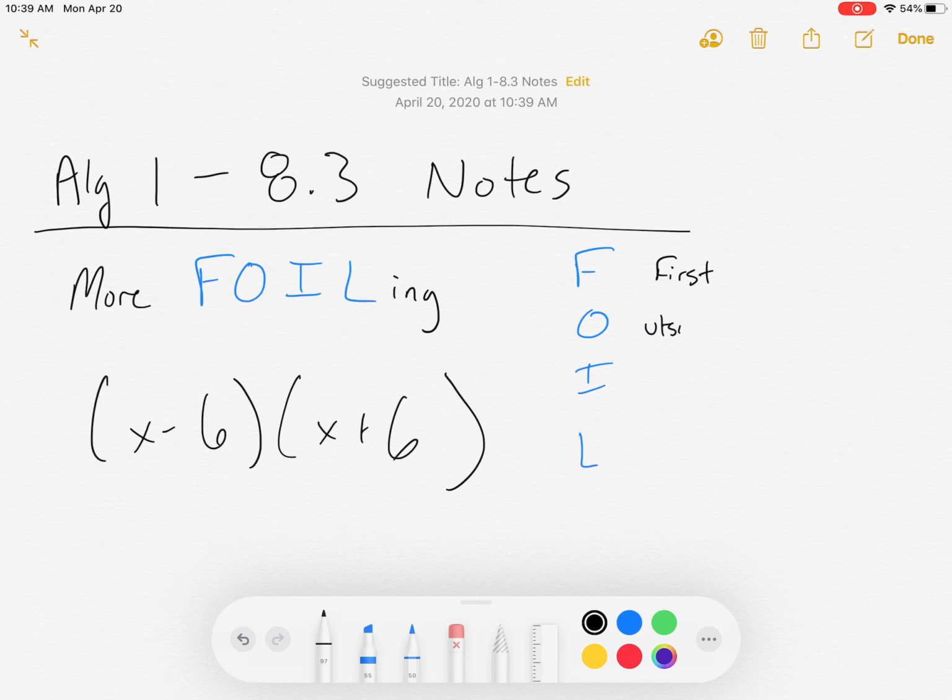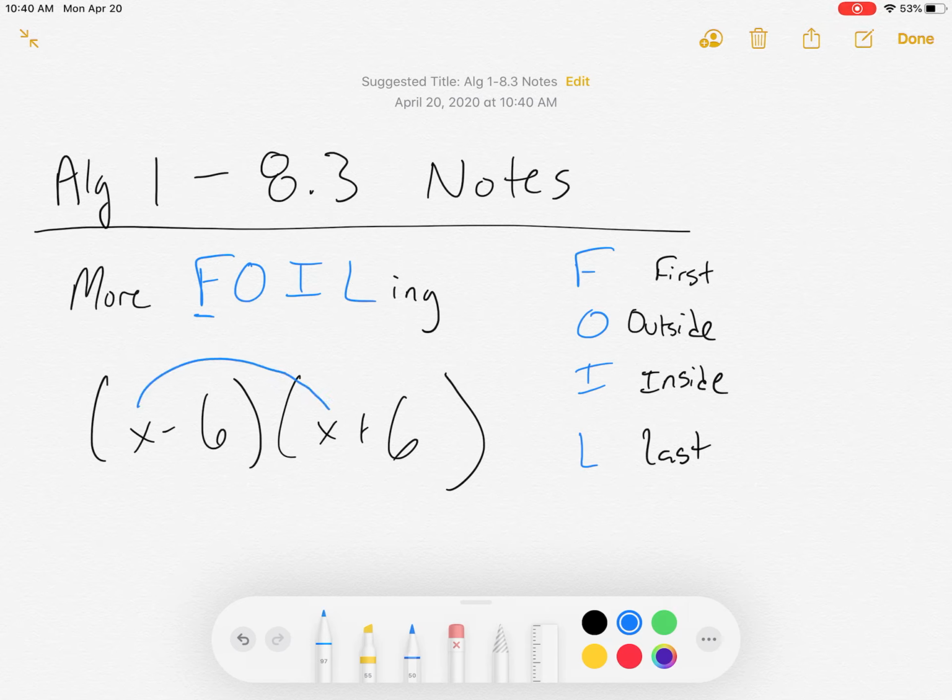F-O-I-L, each letter stands for a word. So the F stands for first, the O stands for outside. The I stands for inside, and the L stands for last. So when we go through and FOIL out this first one, it's x minus 6 times x plus 6. If you notice, it's the same order, just different sign. One is x minus 6, the other one is x plus 6. So the blue stays the same. The only thing that changes is a minus and a plus in each parenthesis.